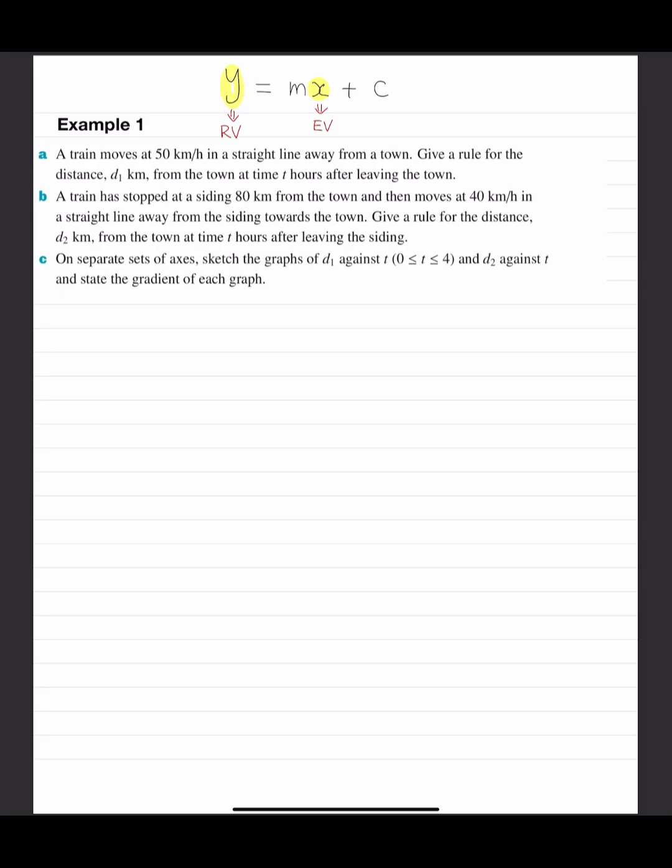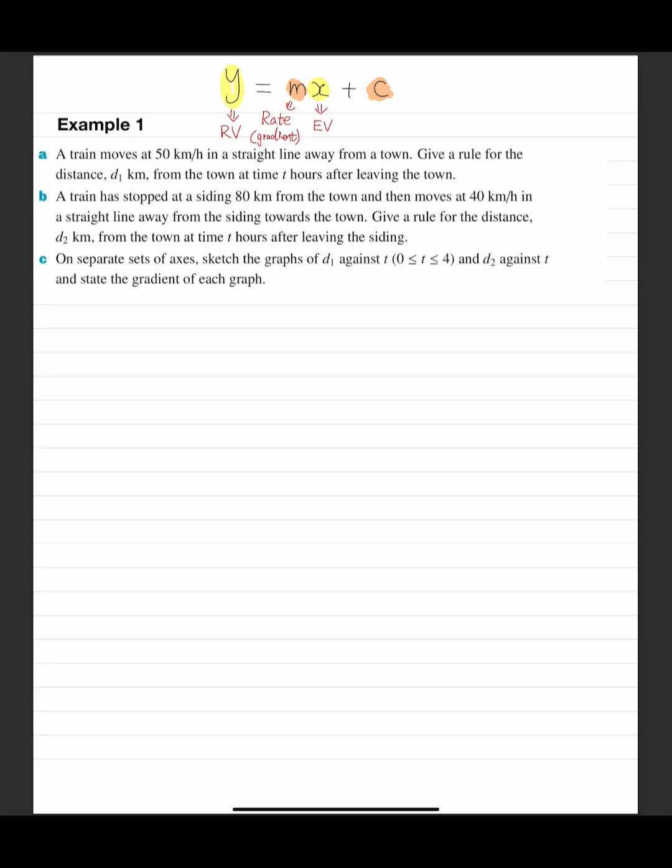Normally we say the response variable is the result from the explanatory variable, or we can say the explanatory variable explains the response variable. After identifying these two, the next step is to identify these two key parameters. The m, we know, is the gradient. In linear applications, it often relates to rate.